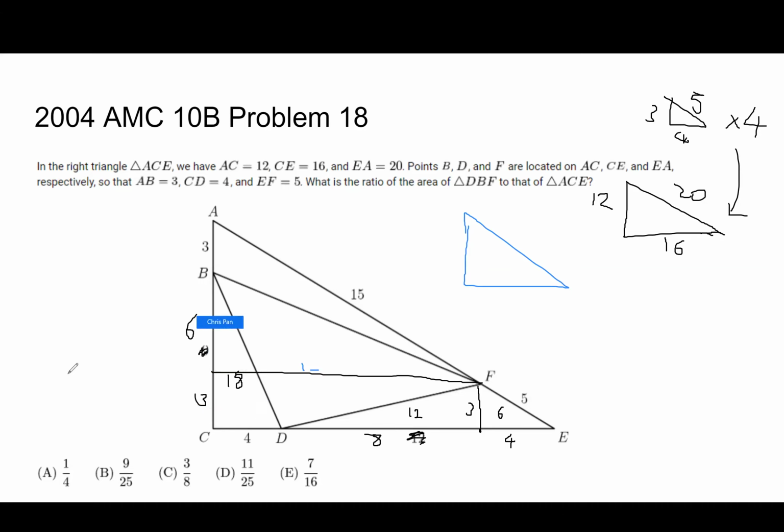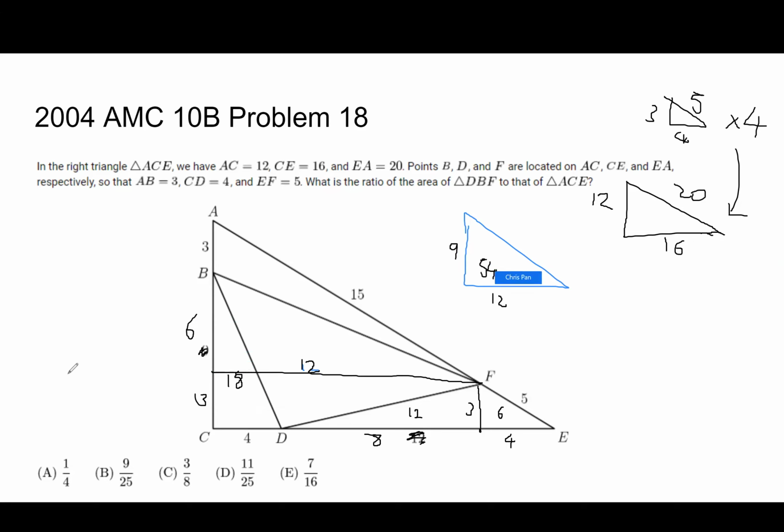So this triangle has 6 for its height and 12 for its base. So it's 30. Oh, sorry, the skinny triangle is 36. The big triangle is 9 and 12. So that's 54 for its area.